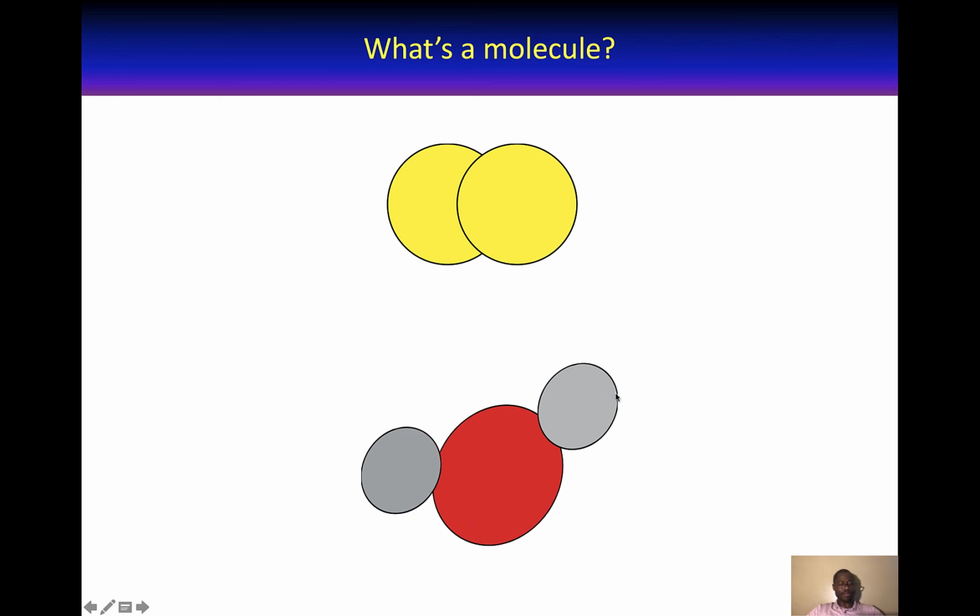But the bottom one here can also be a compound. The smallest piece of a compound is a molecule. This is also a compound, because a compound is when you have at least two different atoms bonded. So this is a compound, but it can also be a molecule if you have a collection of several compounds. So the smallest piece of a compound is a molecule.